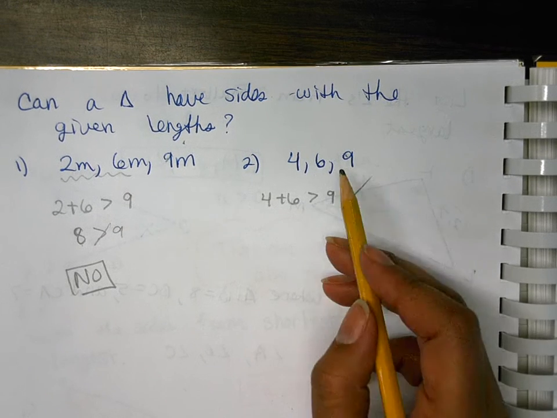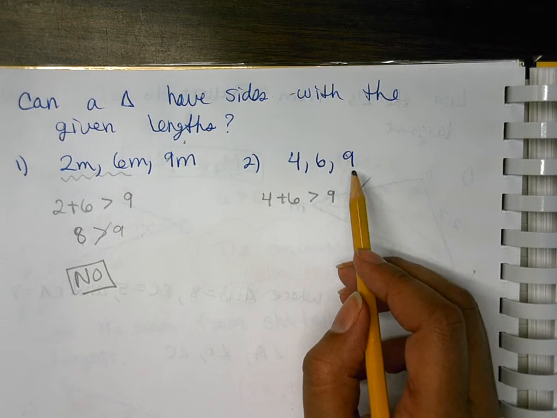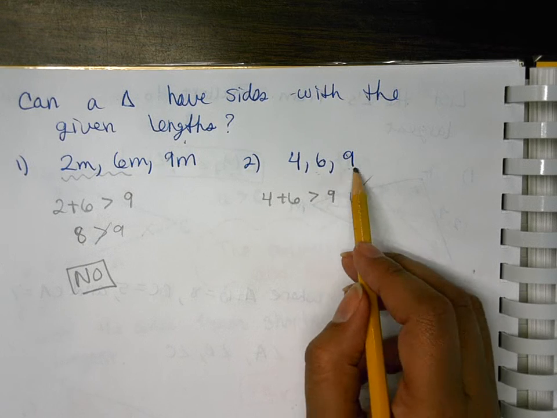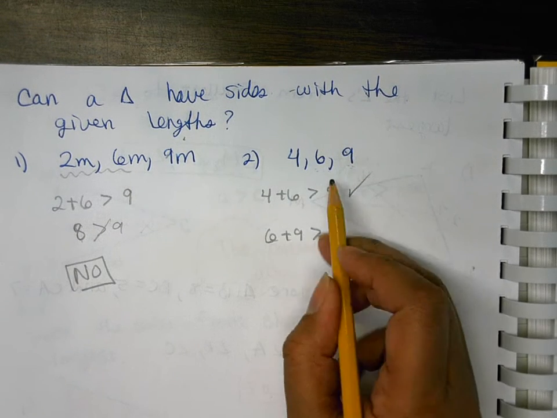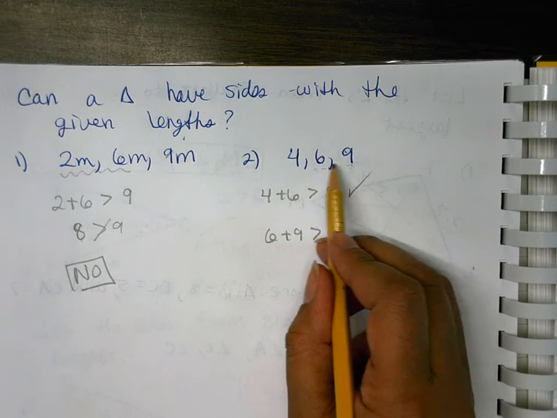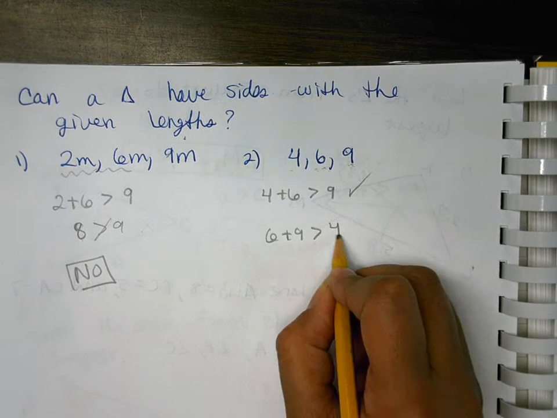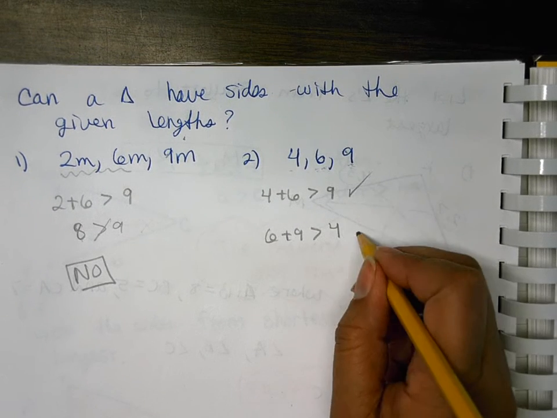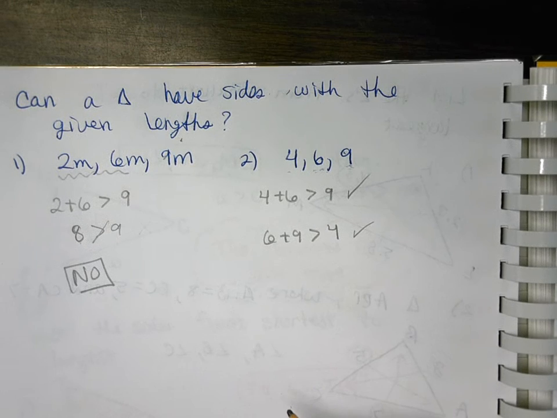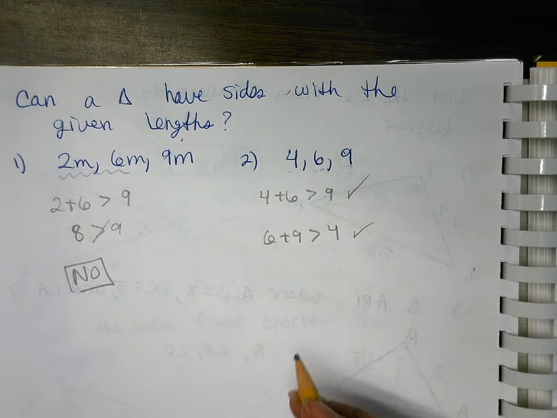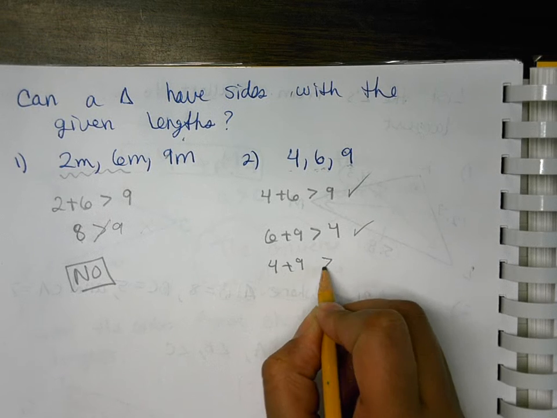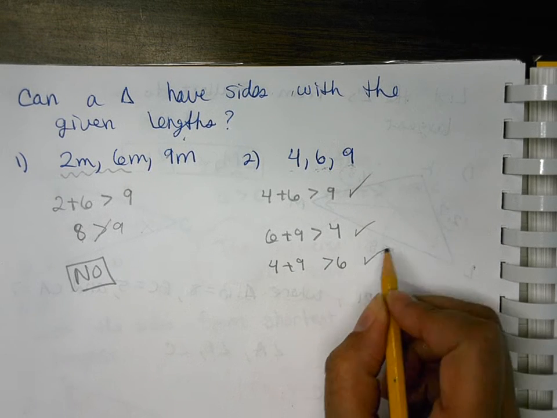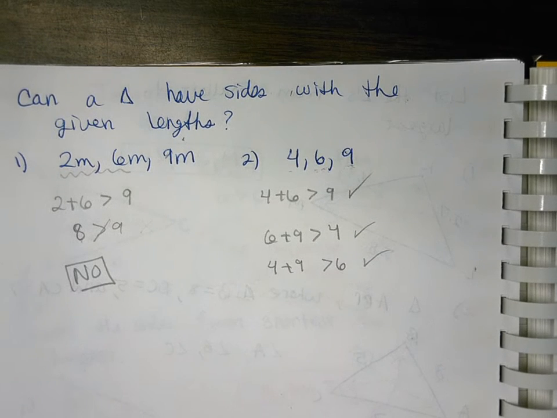I'm going to go to the last two, 6 and 9. Is 6 plus 9 greater than, what's the third side if I'm adding these two? 4. Is 6 plus 9 greater than 4? Check. What's the last two sides I have to add together? 4 plus 9. The first and the last is 4 plus 9. Will that be larger than 6? If they're all yes, what would your answer be? Yes.